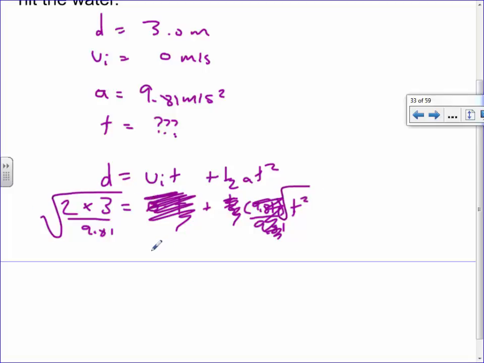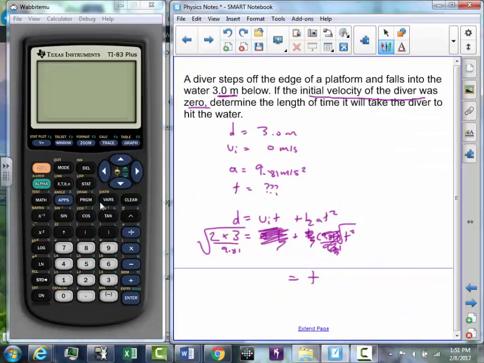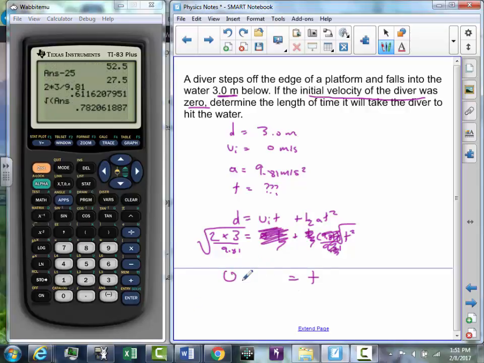It's actually kind of good that we did math before science, because you use the skills from math in the science course, but probably not to the same degree of difficulty. So we take 2, we times by 3, we divide by 9.81. And then if we square root the answer, there. Time is, let's call it 0.782 seconds.